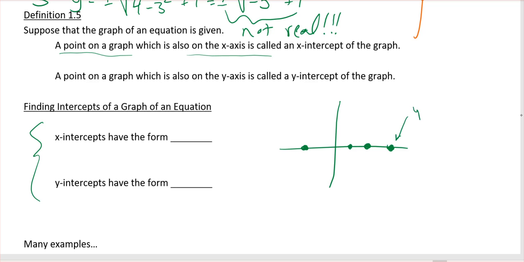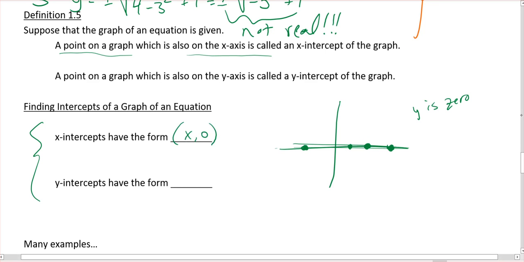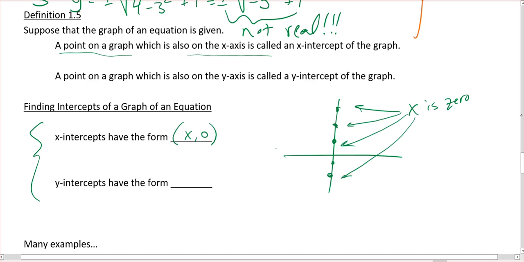So this has y is 0, and so does this, and so does this. Wherever we're on the x-axis, y is equal to 0. So x-intercepts are going to have the form x comma 0. And anything that's on the y-axis, for a similar reason, is going to have x-coordinate 0. We're not going to move anywhere in the x direction, so x is 0 for all of these points right here. So we have 0 comma y as the form of our y-intercept.